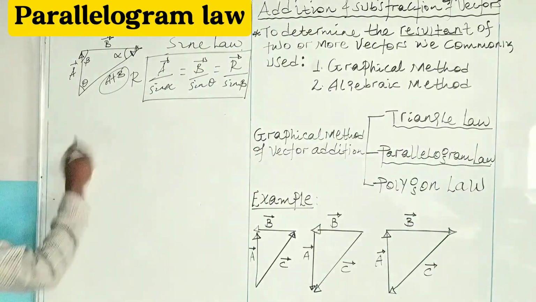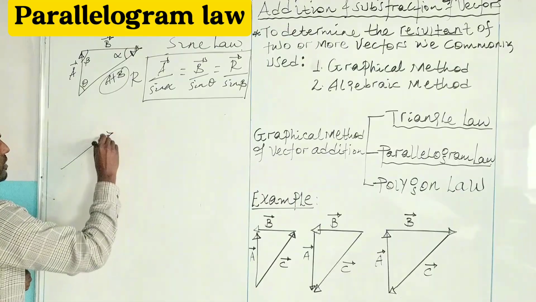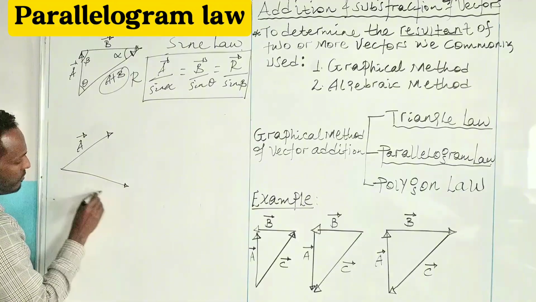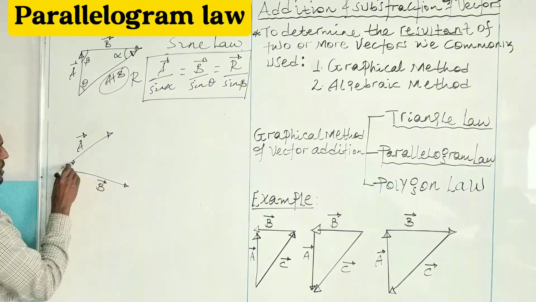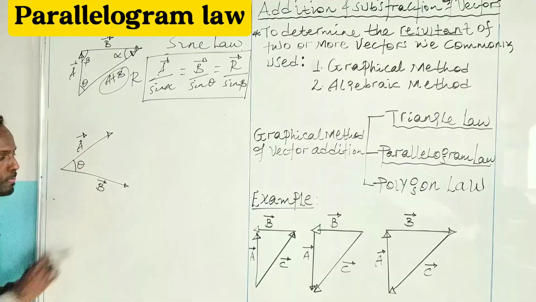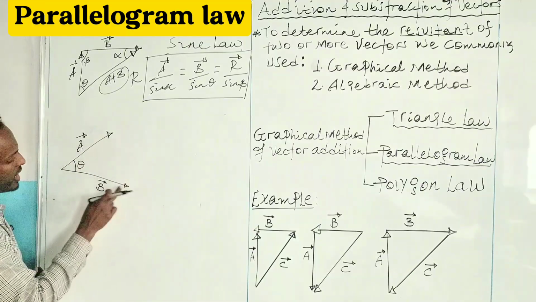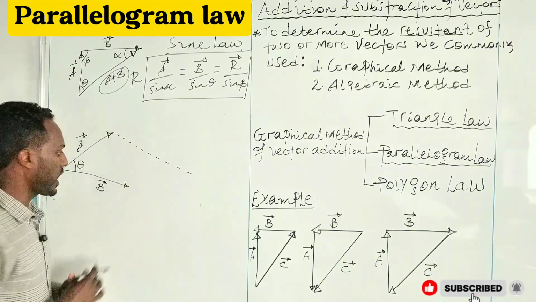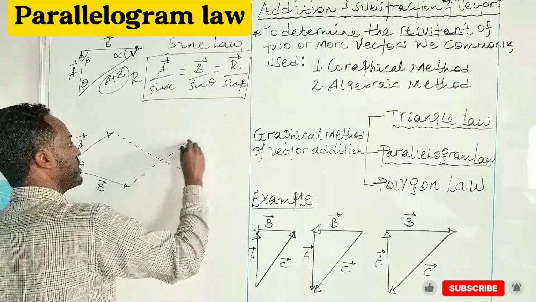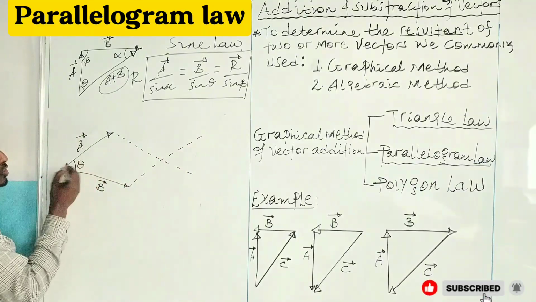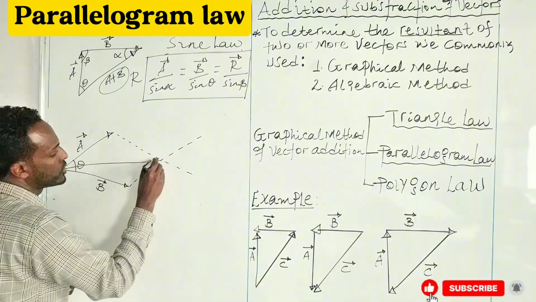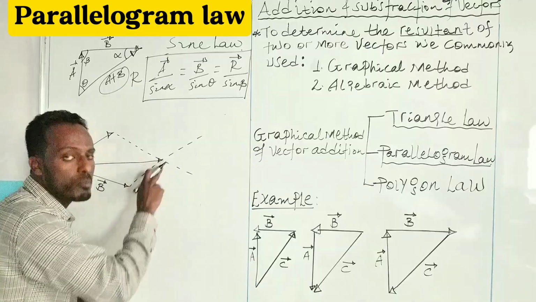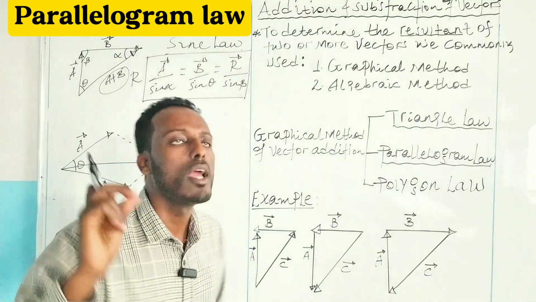Let me draw the free body diagram. Let's say this is vector A, and this one is vector B. Let's say this is theta, the angle between A and B. So let me draw an imaginary line which is parallel to B, starting from this point, and then you have to draw an imaginary line which is parallel to A. So the arrow drawn from the tail of the two vectors to the opposite corner of the parallelogram represents the summation of the two vectors A and B.